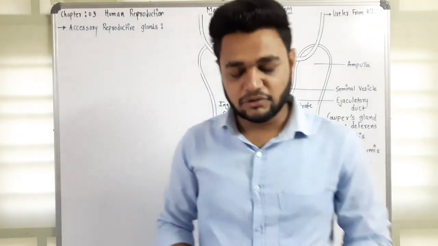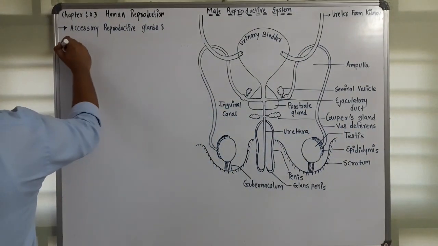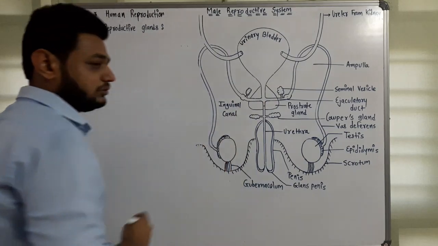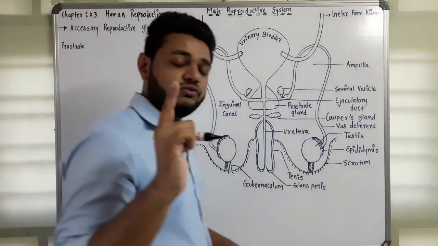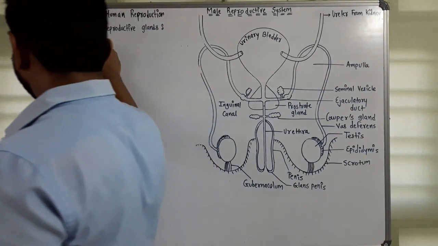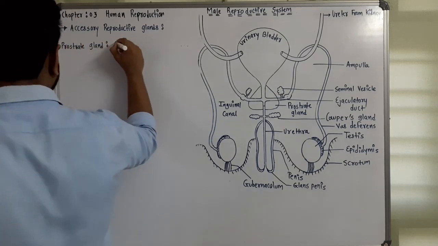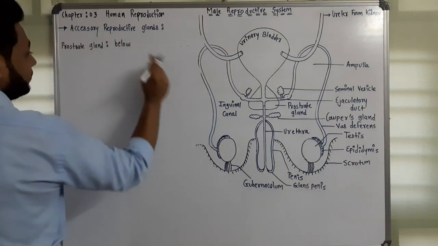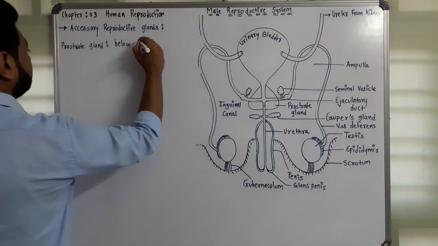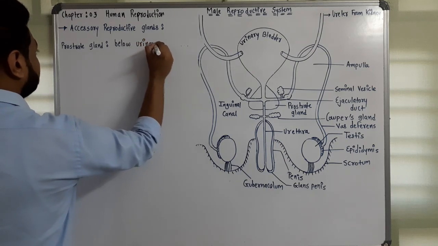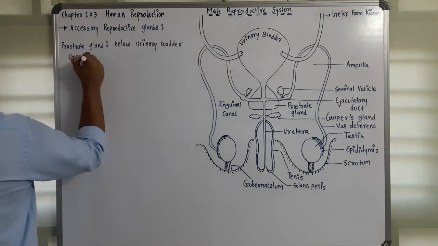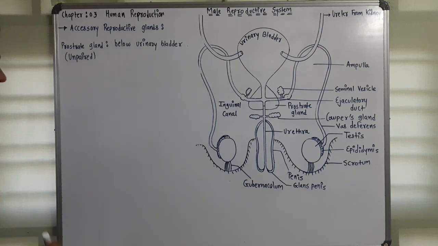Now we will discuss the prostate gland. Students, the prostate gland is located below the urinary bladder. This is the important one. See, we have drawn the urinary bladder. Below it there is the prostate gland, and it is unpaired. The seminal vesicle was paired, but this is unpaired.